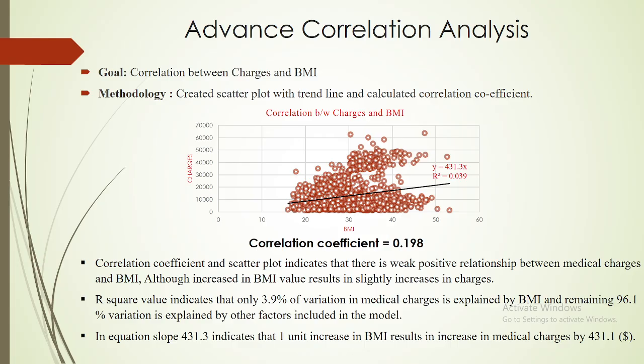Okay, then here we can also see the slope value, that is 431.3 times x. What does it tell? The slope tells us that a 1 unit increase in BMI results in an increase in medical charges by $431.1. That's exactly what the slope value indicates. It means BMI is also low. The R square tells us only 3.9% variation, so BMI is a weak predictor, and a weak positive correlation exists between these two variables, we could say here.